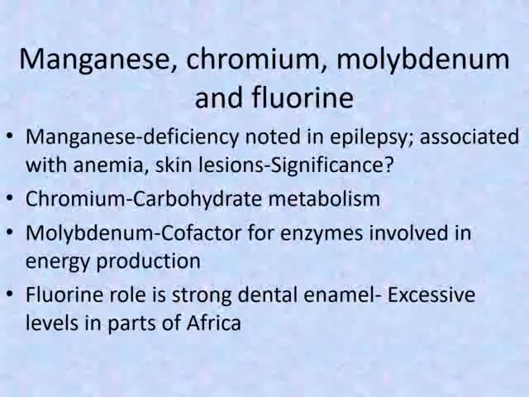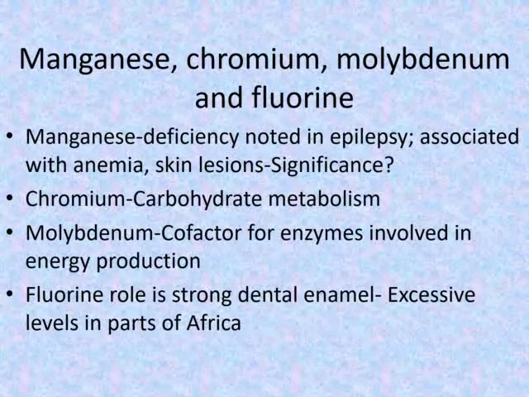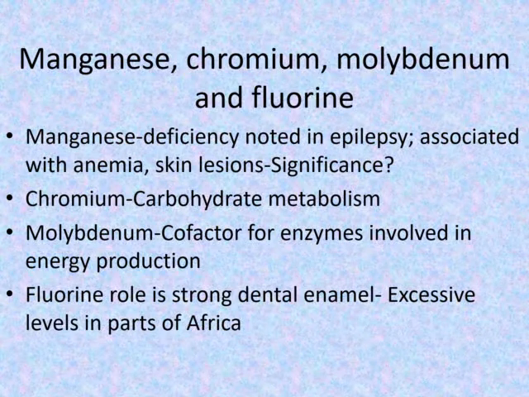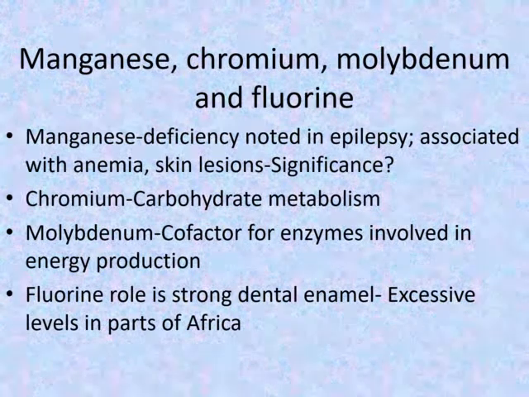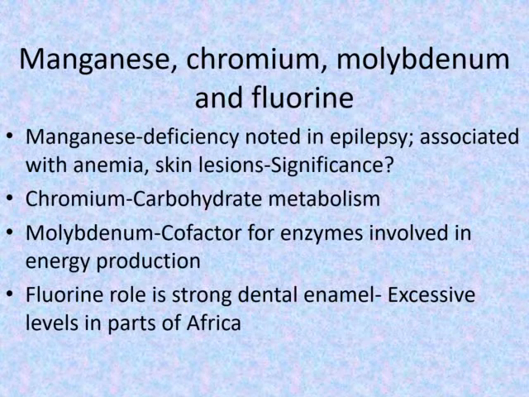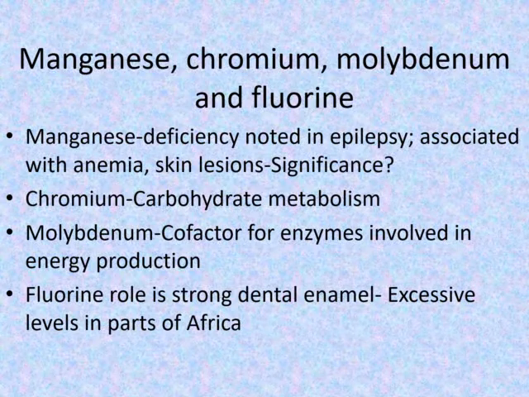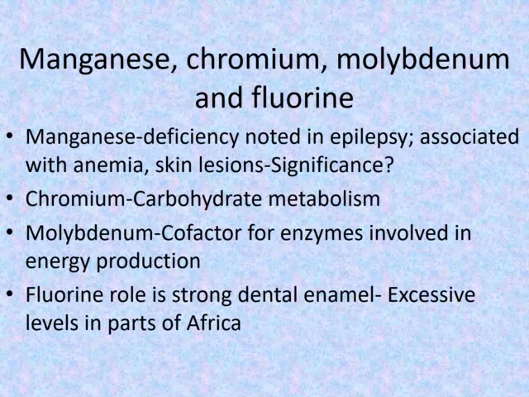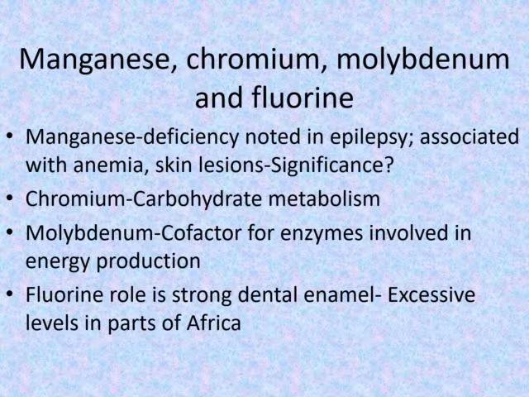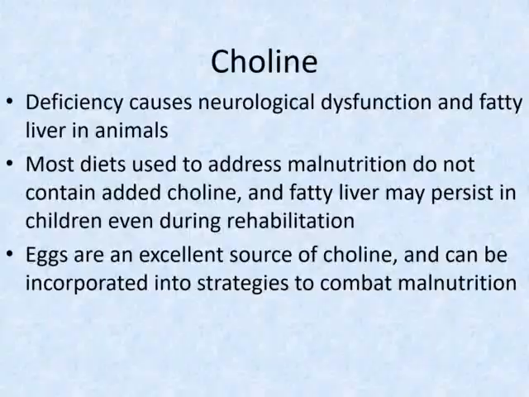Manganese, chromium, molybdenum, and fluorine. Manganese deficiency is noted in epilepsy associated with anemia, skin lesions. What does it all mean? Chromium relates to carbohydrate metabolism. Molybdenum is a cofactor for enzymes involved in energy production. And fluoride has a role in dental enamel, but there's excess fluorine in many parts of Africa causing staining and fluorosis.